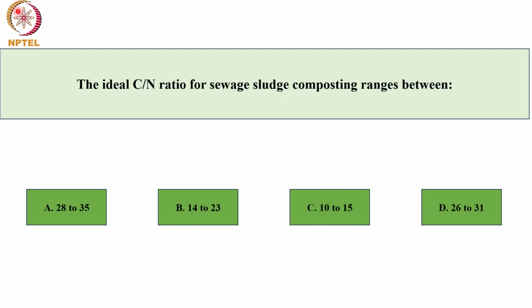Moving to the next question, the ideal C by N ratio for sewage sludge composting ranges between option A 28 to 35, option B 14 to 23, option C 10 to 15, option D 26 to 31. Think and tell me. I'll give 2 minutes time.